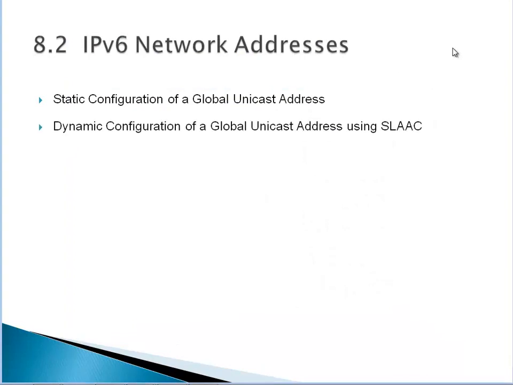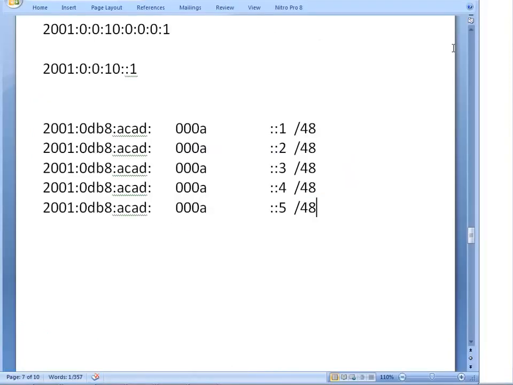Dynamic configuration is similar to static. In case we just choose dynamic configuration instead of static, the device will actually ask the router for the portion of the network ID, and it will create its own unique IPv6 address. Link local addresses. Now, link local addresses start with FE80. So you have to remember that link local addresses start with FE80.